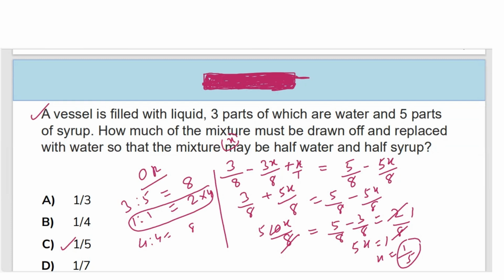Now you see, what we need is syrup, because my question is how much of the mixture must be drawn out and replaced with water so that the mixture may be half water and half syrup. So here the difference is: here 5 and here 4, here 3 and here 4. The difference is 1. So our direct answer is 1/5. We can write only 4 and 5, difference 1. So our right answer is 1/5. In this way, we can get our answer very quickly. And this is the basic method. The basic method is always the evergreen method. Any type of question we can solve with the help of this concept. Thank you.